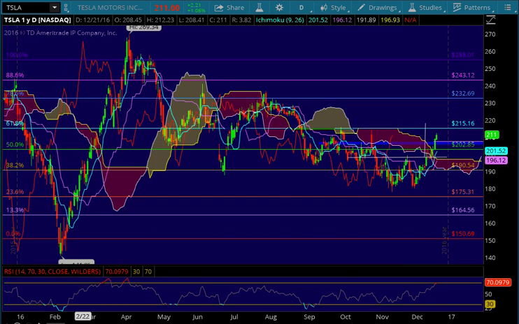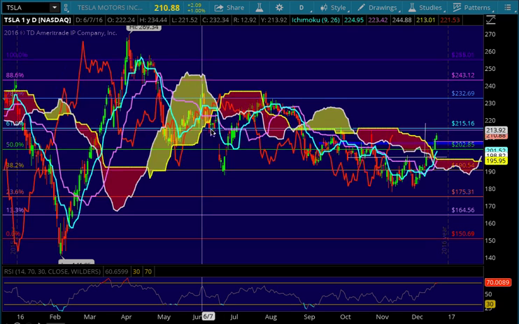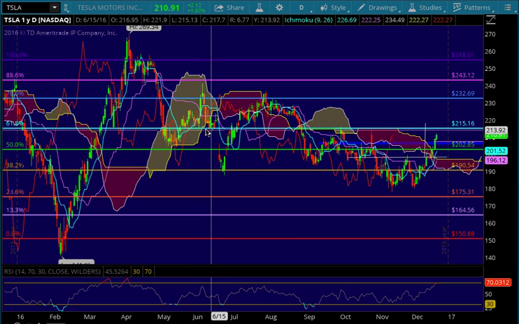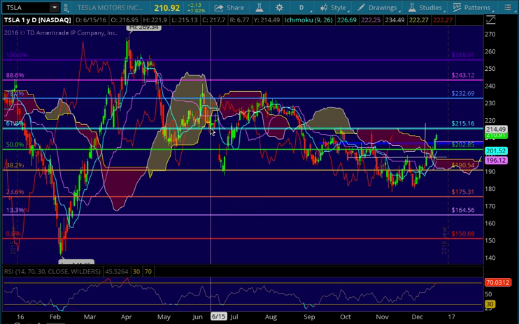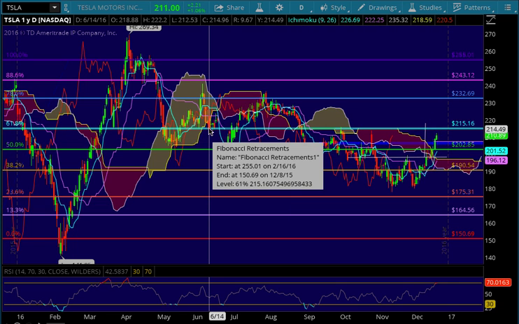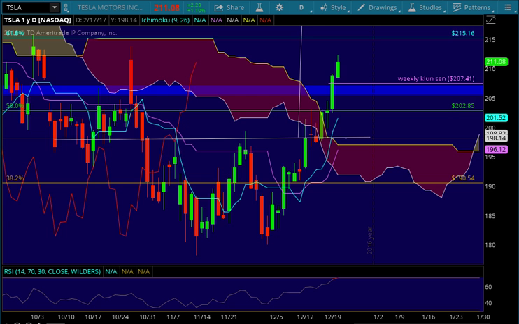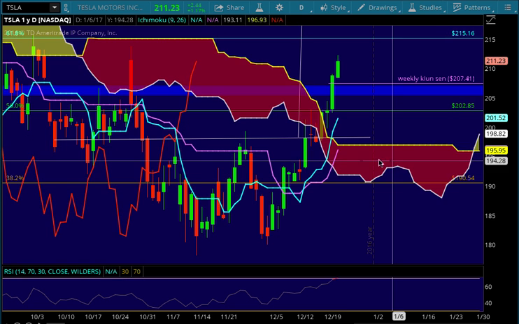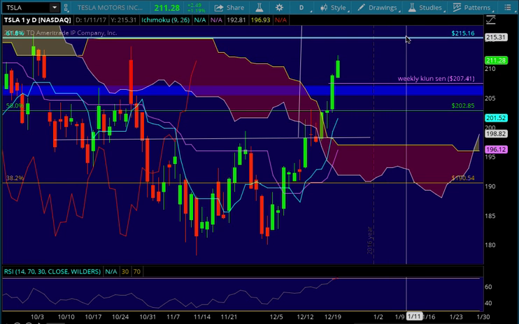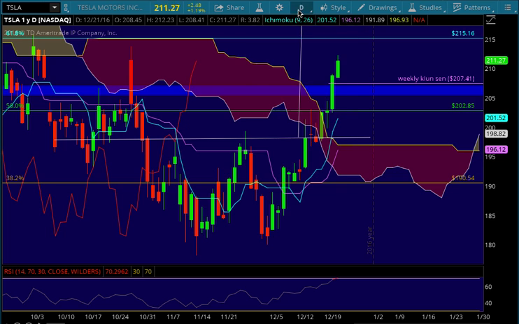Let me see how far back we can go. Yeah, it was prior support way back here in, let's see, that was middle of June. So that's what I'm looking at for basically the 215 level for a potential pause in the upside action in Tesla at the moment. But we could stop first at the weekly cloud.